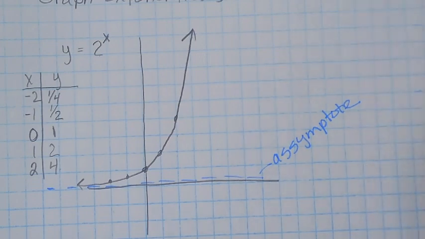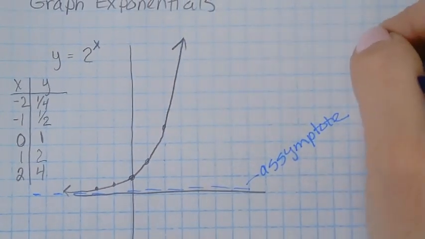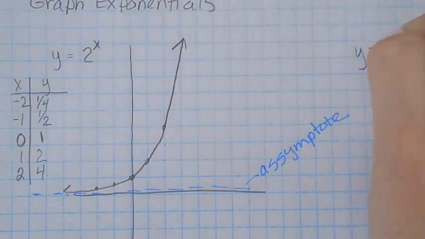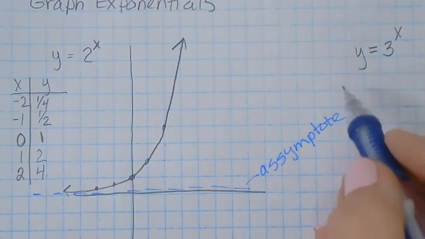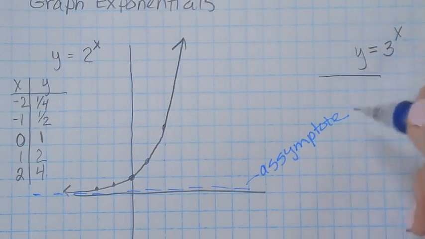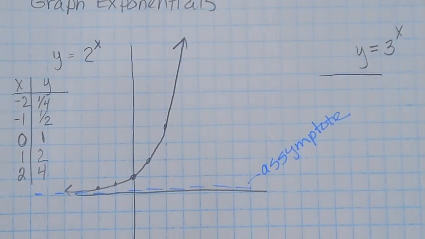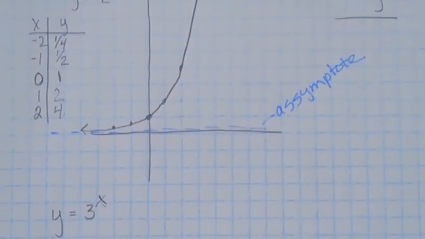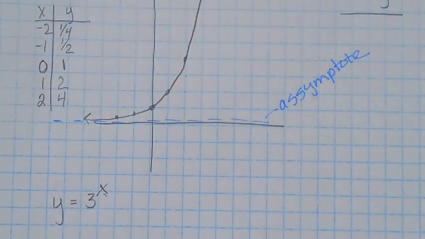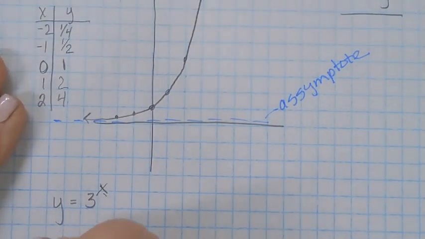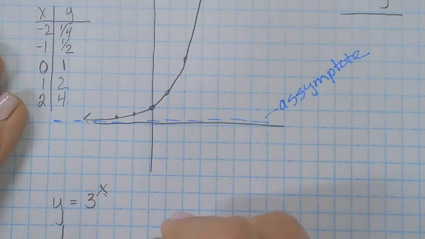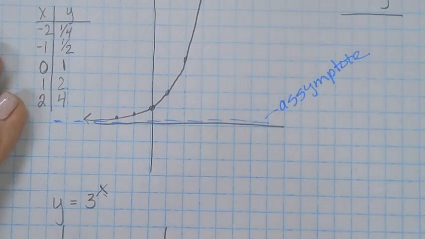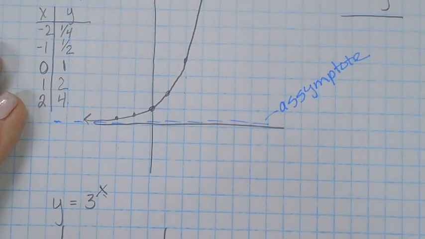Okay, so why don't we do y equals 3 to the x. I'm going to go down here. So go ahead and do that one on your own. Make your table. And then graph it.